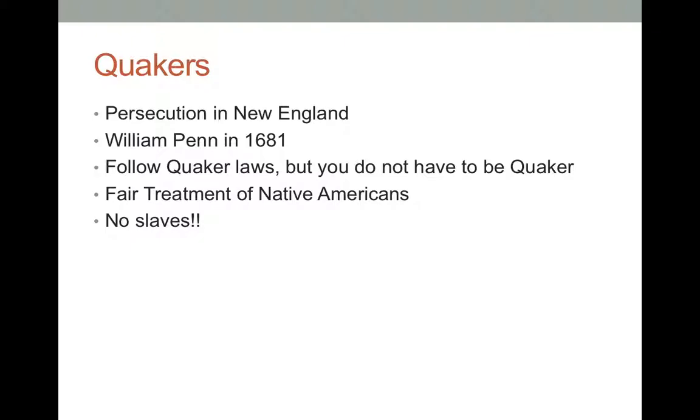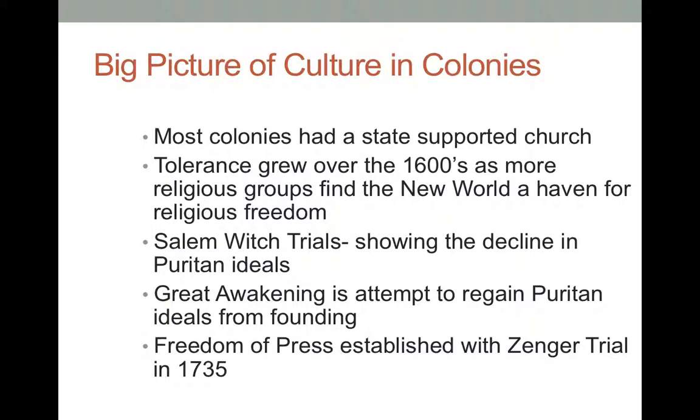The Quakers, like I said, are in Pennsylvania, 1681. You just need to follow Quaker laws, but you do not have to be a Quaker to live there, but it does become a haven for Quakers. They offer fair treatment for Native Americans and do not allow slavery. So this is really the big picture of culture.